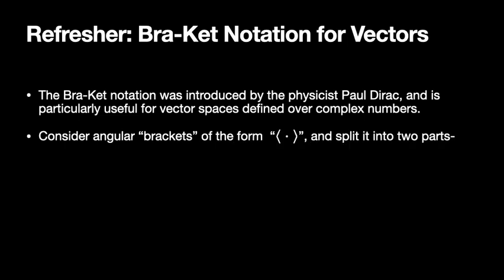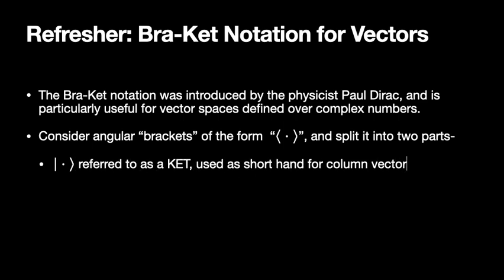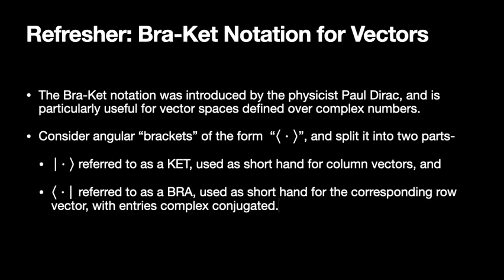Well, essentially it's coming from brackets. And if you think about brackets of the form denoted in the slide, where you have a left angular bracket and a right angular bracket coming together to form a bracket, the right angular part is known as the ket, and it's typically used to denote in a shorthand form a column vector. Likewise, the left pointing bracket is called a bra, and it's used to denote a row vector.